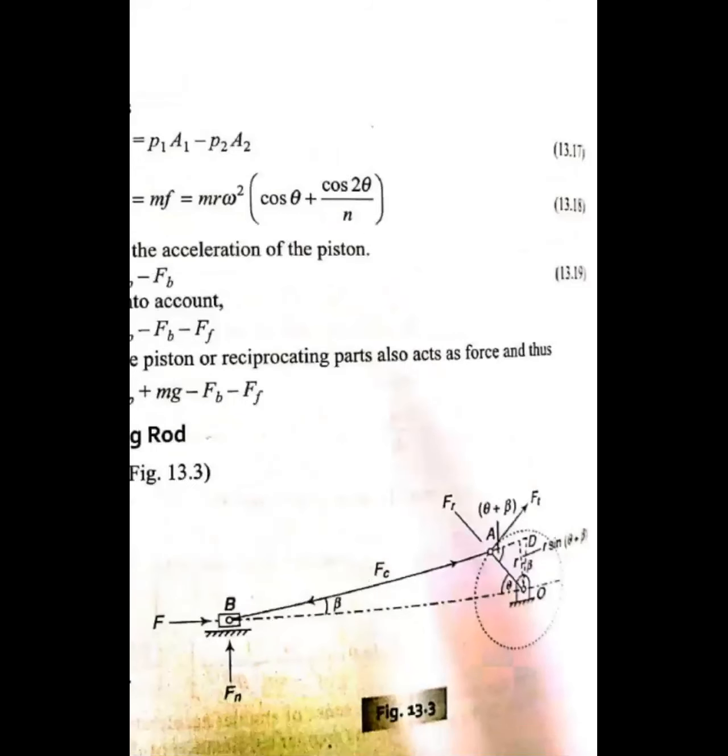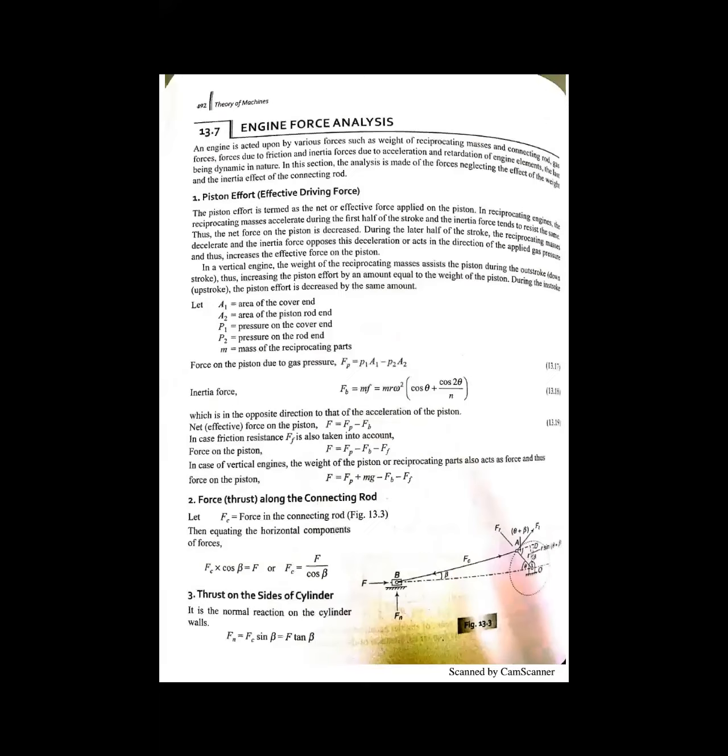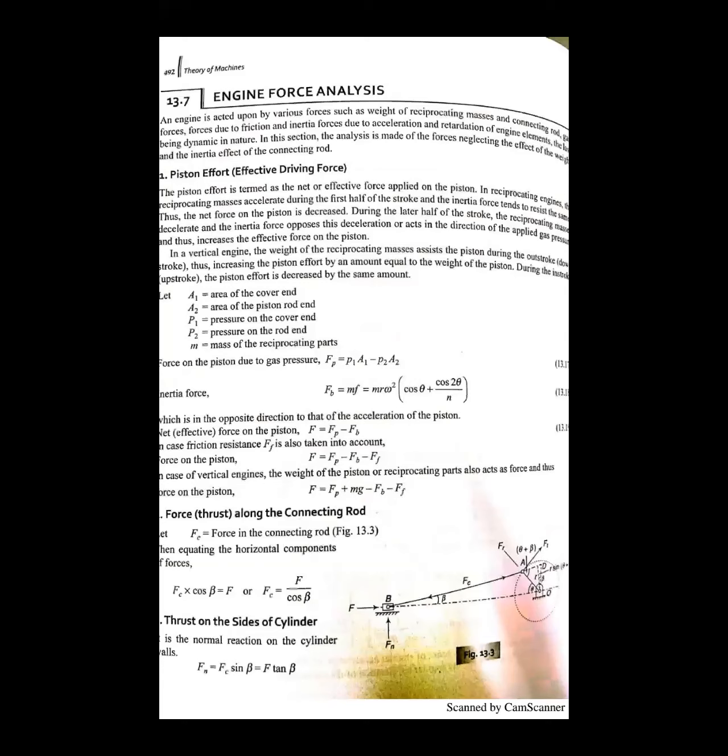Fc is the force on the connecting rod, and F is what we found earlier, the force on the piston. Fn is the thrust on the sides of the cylinder. Ft and Fr, F suffix T and F suffix R, belong to the crank: the tangential force at the crank and the radial force at the crank.